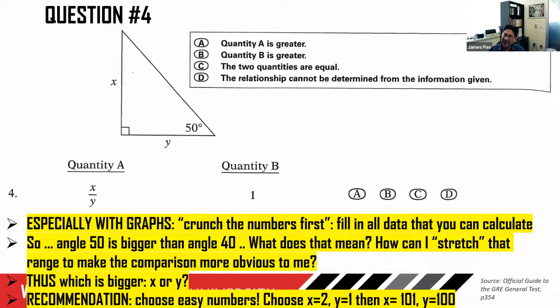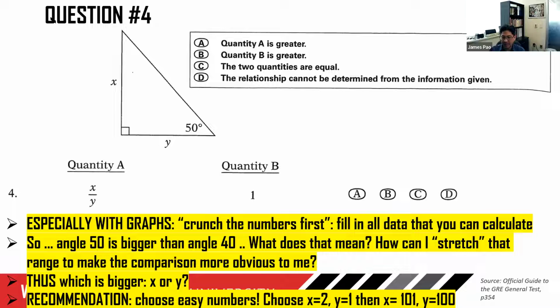But knowing that X is always bigger than Y, what does that tell us? And of course, X and Y are both positive numbers because they cannot be negative. They are part of a diagram, a triangle. So if X and Y are always positive and X is always bigger than Y, what is that ratio? What is that fraction? Is it bigger than 1, smaller than 1, or equal to 1? The answer is it is always bigger than 1.